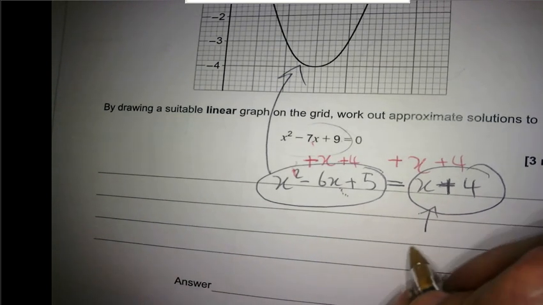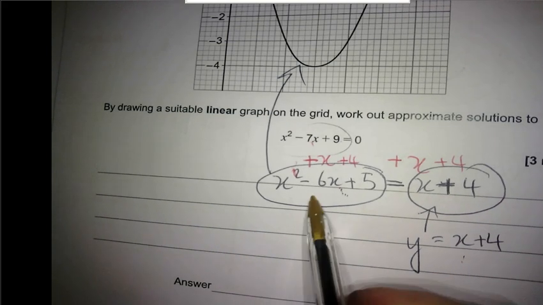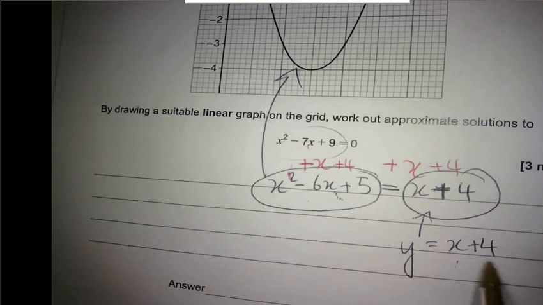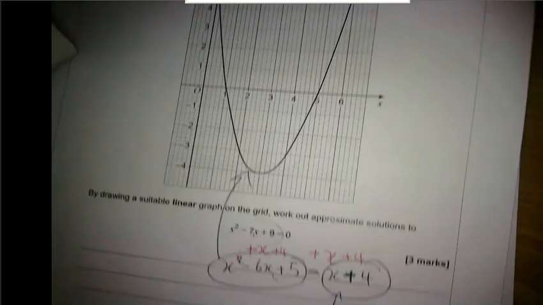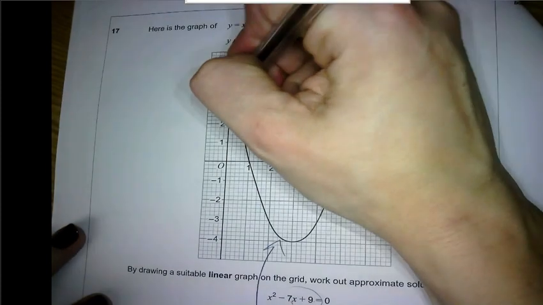So I need to draw the graph of y equals x plus 4 and see where that intersects with the graph of y equals x squared minus 6x plus 5. So I'm going to draw this graph. It intersects, so y equals x plus 4, it intersects the y-axis at 4.